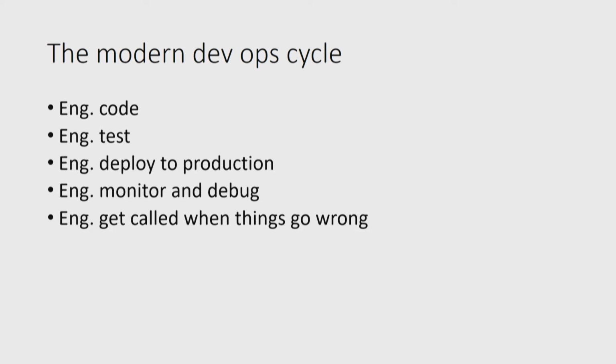And with that, I think we're going to talk a little bit about what it means for us. To enable a modern DevOps cycle, you need to basically have everybody on board. So engineers and everybody write code, test it, deploy it to production, monitor and debug, and get called when things go wrong, usually Friday, 2 or 3 a.m. in the morning.